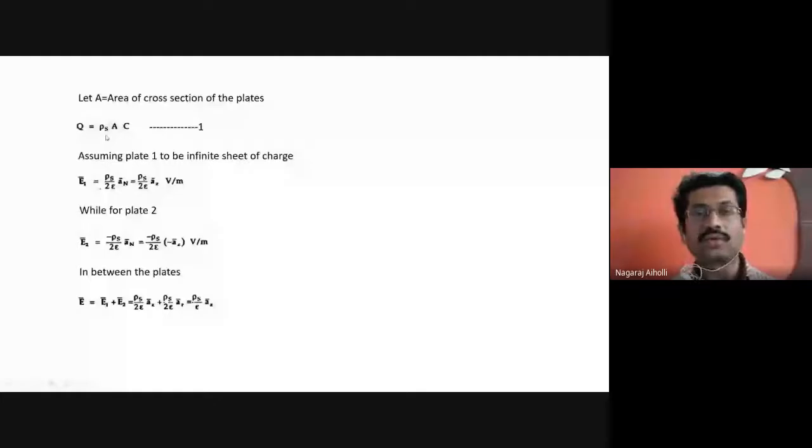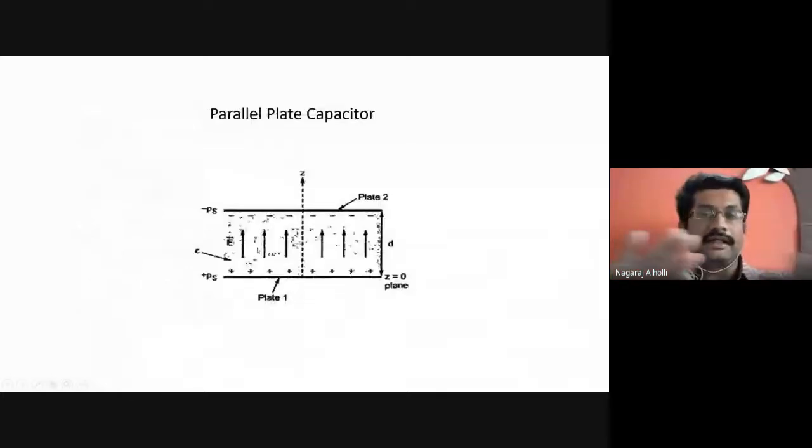Q is equal to rho s into A coulombs. Let us assume plate 1 to be an infinite sheet of charge. We are assuming that plate 1 is an infinite sheet of charge, extended infinitely on the XY plane.